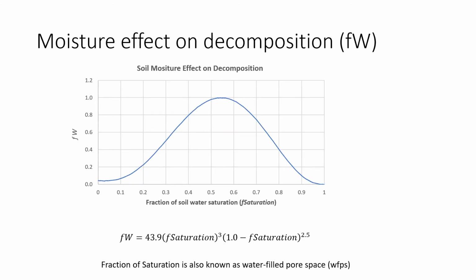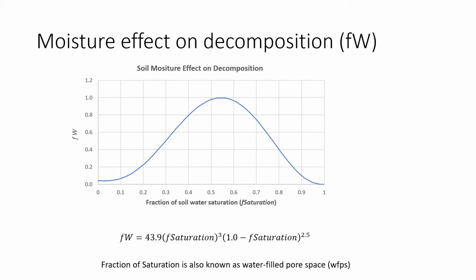All right, this is an example of a moisture effect on decomposition, an f(W) multiplier. It's a function from 0 to 1, and on the x-axis is the fraction of soil water saturation. So 0 means there's no water in the soil whatsoever, and a 1 means that the soil pore space is completely saturated. There's no air space whatever left in the soil. And this function just happens to be represented by this power function based on the fraction of saturation, but this is just an example.